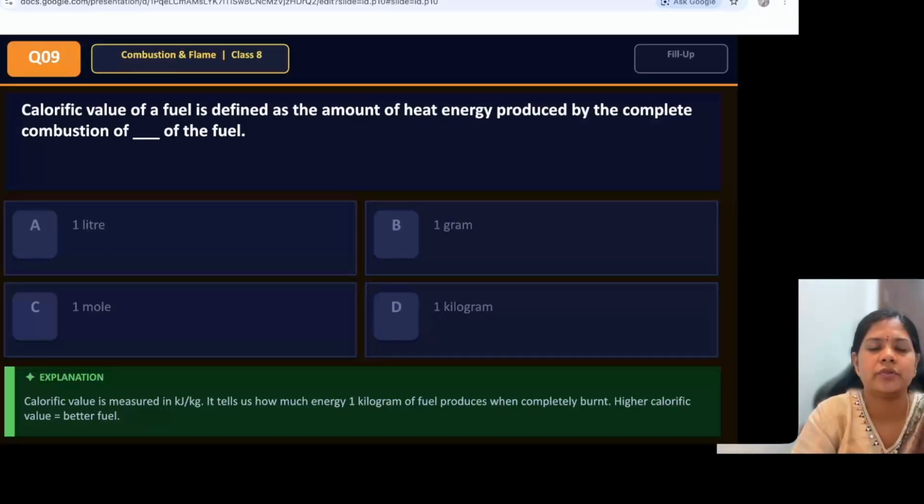The calorific value of a fuel is defined as the amount of heat energy produced by complete combustion of dash of the fuel. How much of the fuel? Yes, it is 1 kilogram of the fuel. It is from the definition of calorific value. Calorific value is measured in kilojoules per kg. It tells us how much energy 1 kilogram of fuel produces when completely burnt.